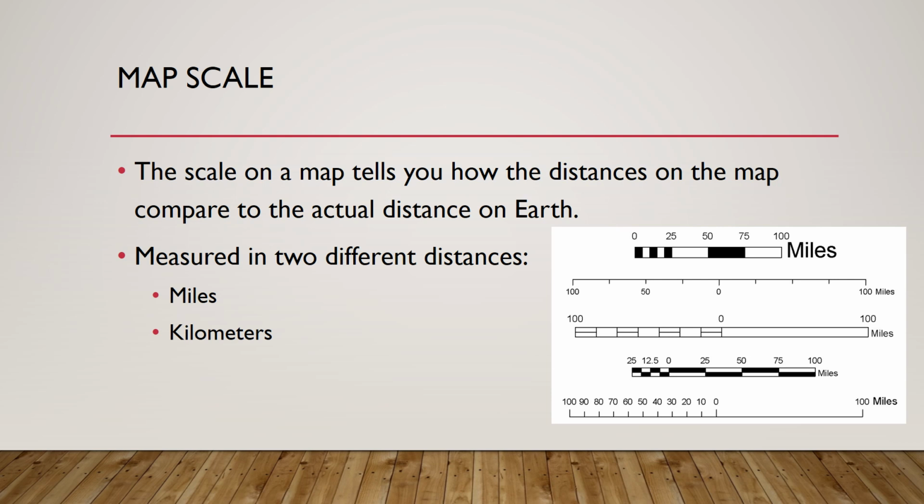And then on the right side, we have a couple of different examples of what a map scale looks like. So this one shows you 5 different ones. These are all in miles, but you may see similar ones that are represented by kilometers.